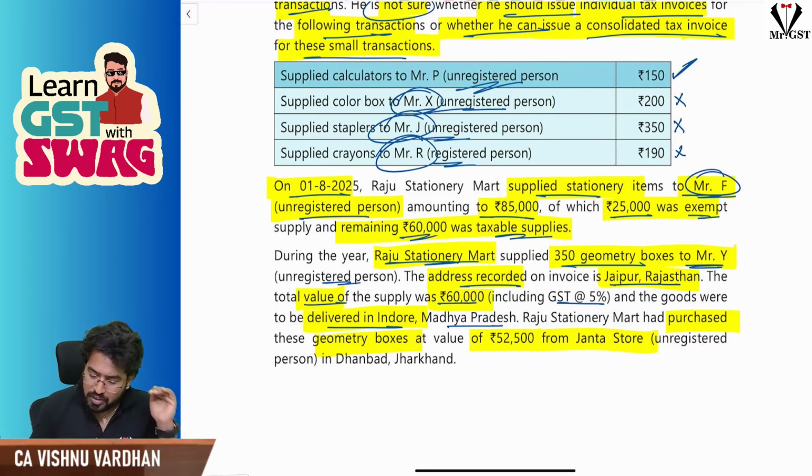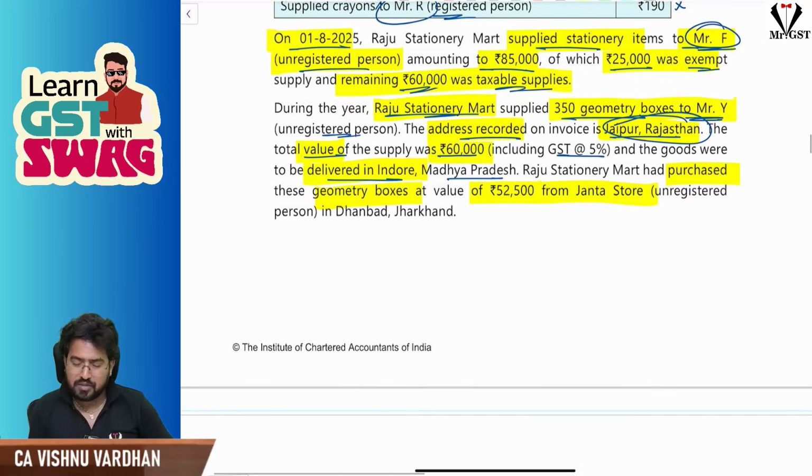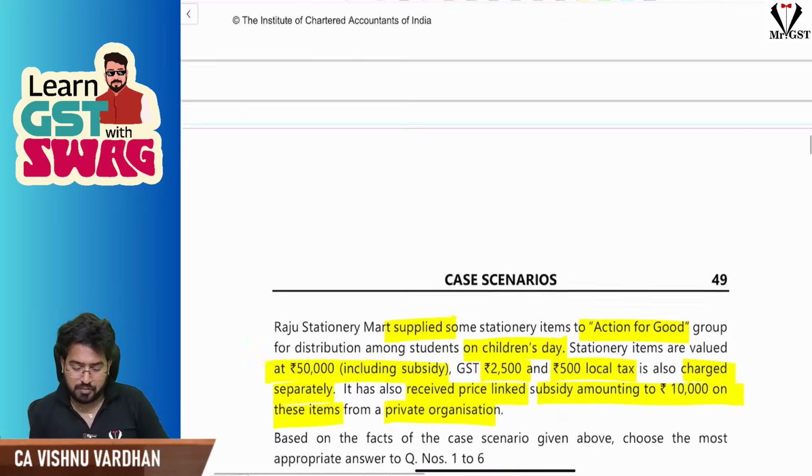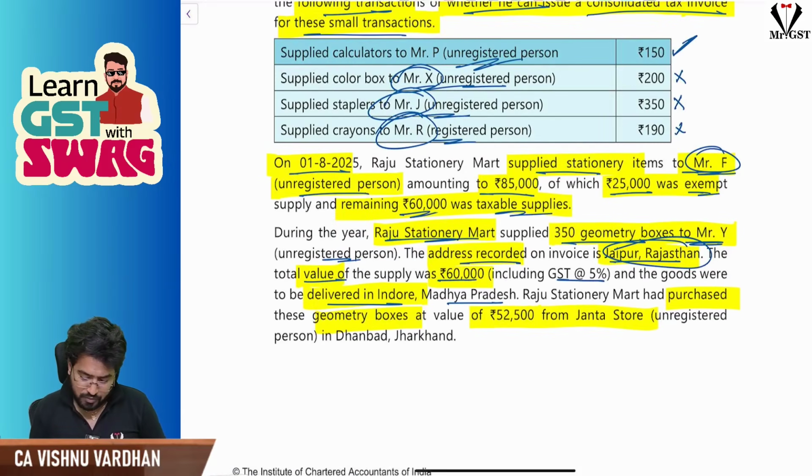They have recorded only Jaipur, Rajasthan, even though it is delivered to Indore, Madhya Pradesh. So whatever is there in the invoice, if nothing is mentioned in the invoice, supplier address, that's a different story. But here Jaipur, Rajasthan is mentioned, so Rajasthan will be the place of supply. Hope it is clear for you.